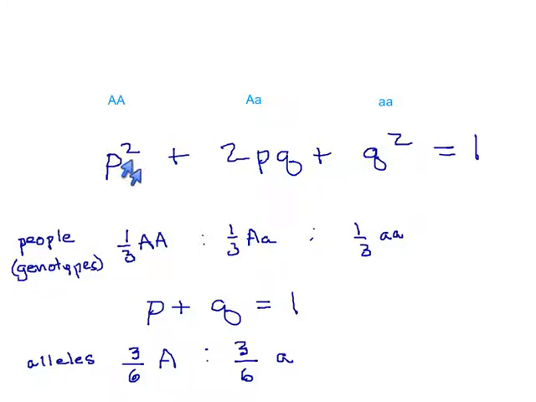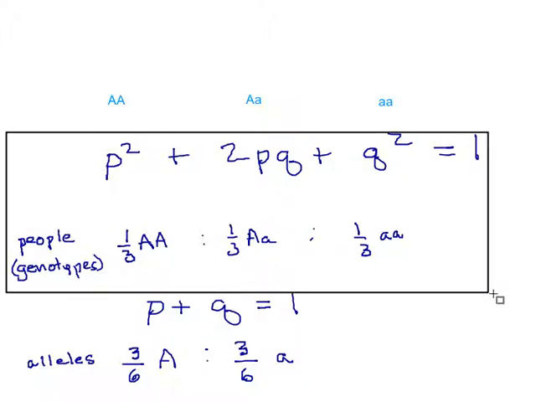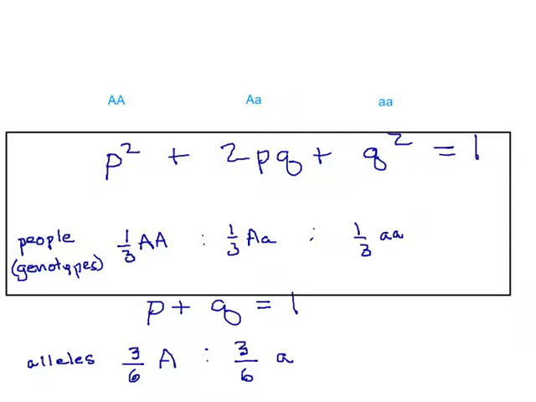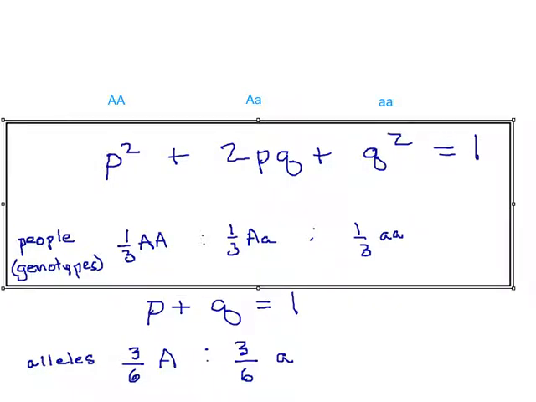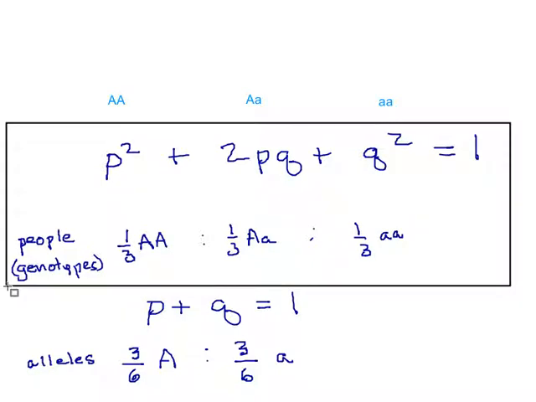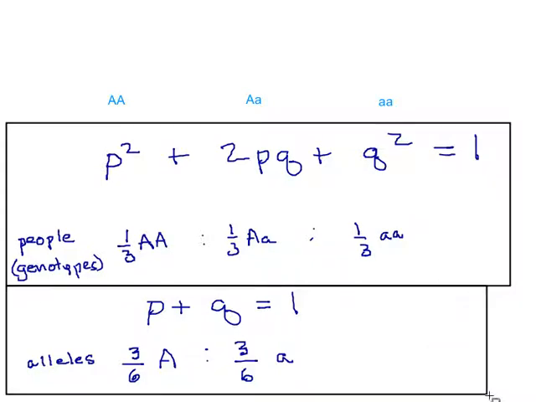This one, which in math we'd call second degree because this one has 2 p's, this one has p and q, this one has 2 q's, is looking at genotypes. This one is used for counting the people or the individuals in a population and what genotypes they have. And the p plus q equals 1 applies to just alleles. Not whole people, just alleles or chromosomes.